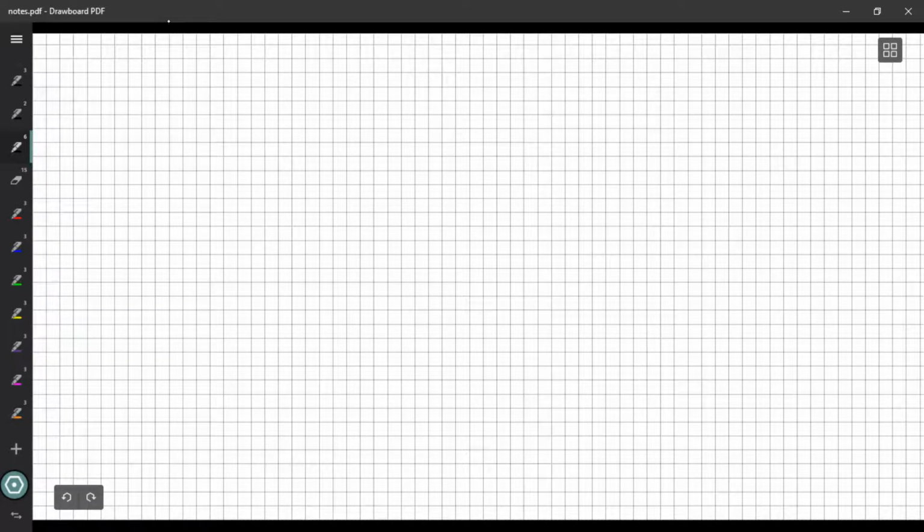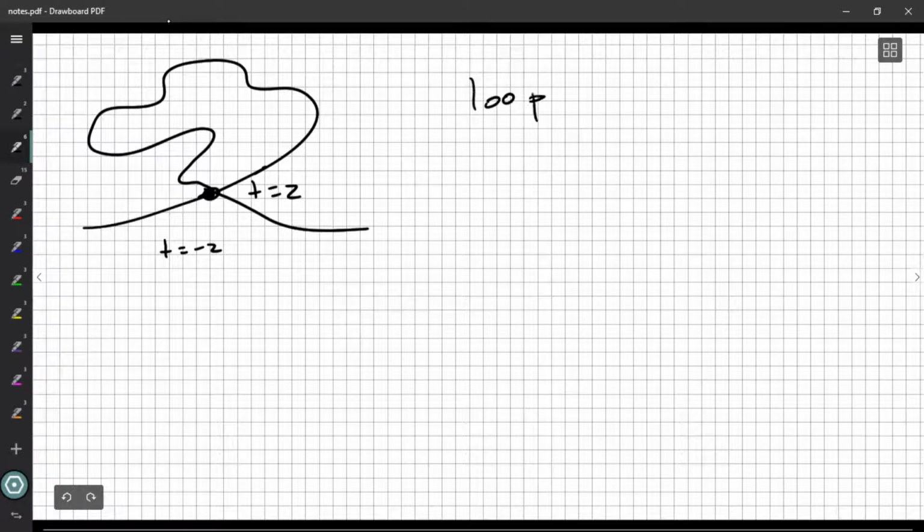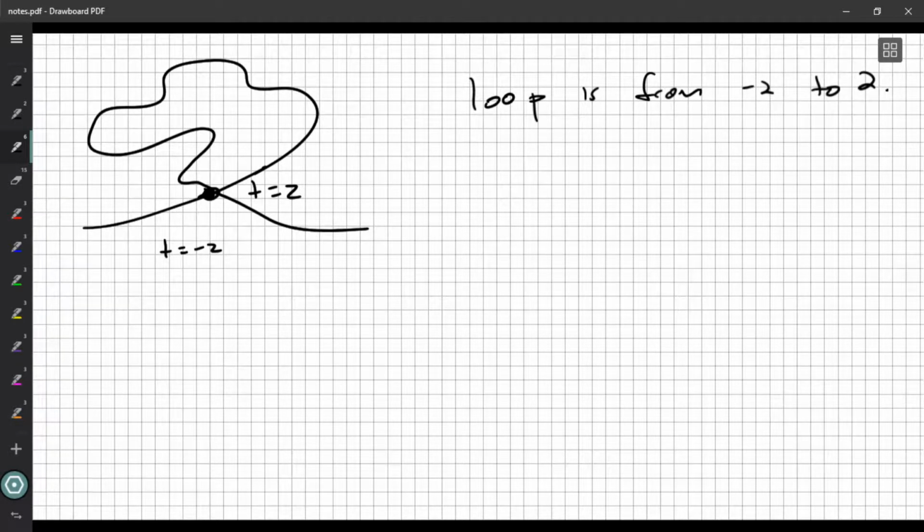Okay? So the curve comes along, it crosses a point at t is minus 2, and then it does something. It doesn't have to be a nice loop, but it loops back. And when t is 2, it happens to cross at the same point. Okay. So our loop is from minus 2 to 2. Okay. So that lets us set up a formula.